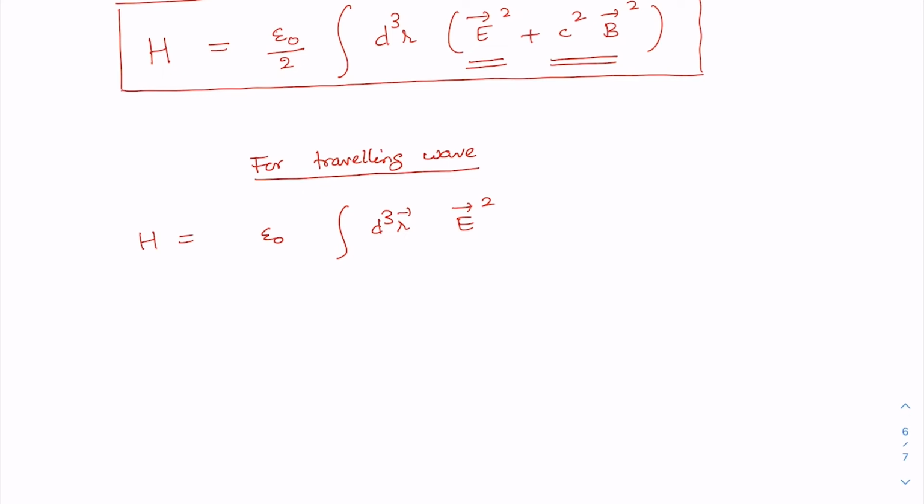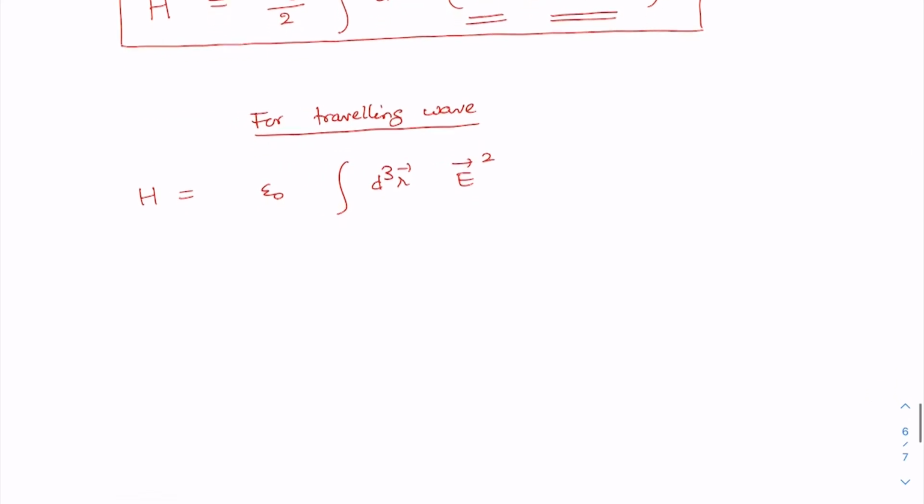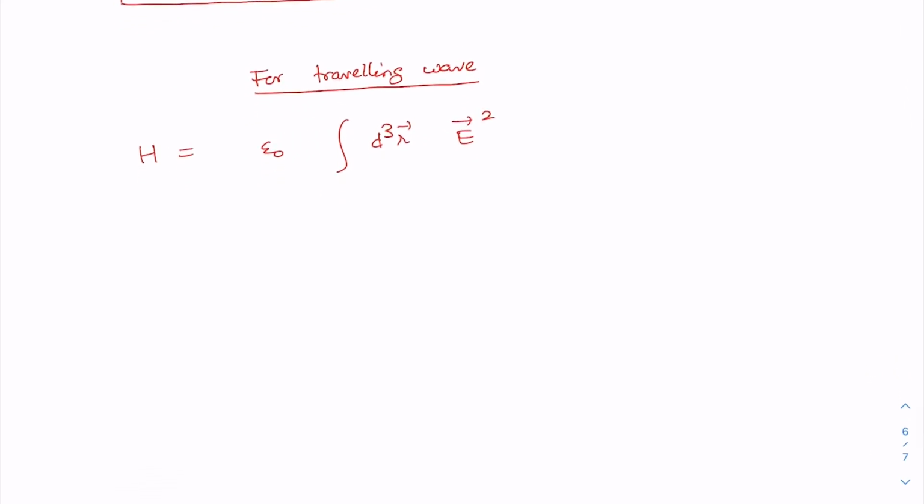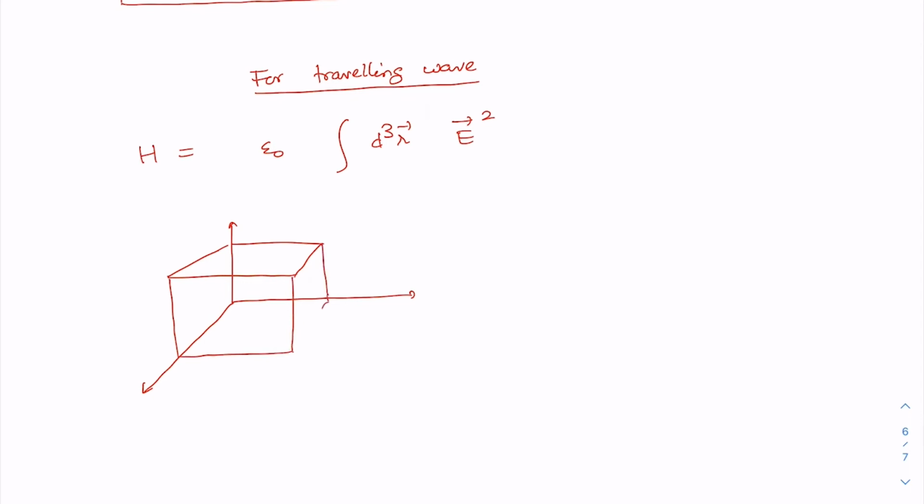To work it out, let me consider a volume element. Say let us consider a cubical box having each side of length L. Let me first draw it. So we have a cubical box like this. This is the x direction, this is the y direction, and this is the z direction. This is the origin, and each side has length L.